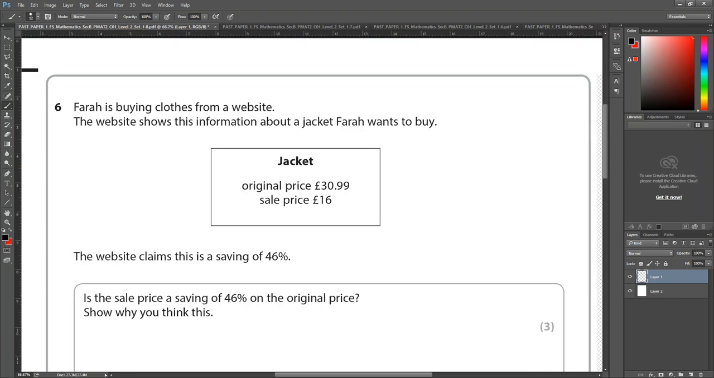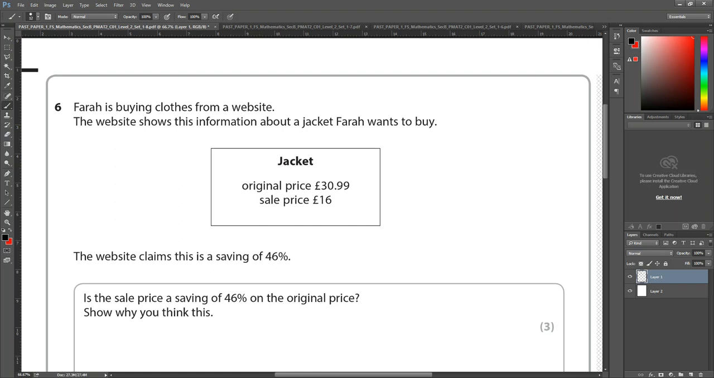Question 6. Farah is buying clothes from a website. The website shows this information about a jacket Farah wants to buy. So jacket original price was £30.99. Sale price is £16. The website claims this is a saving of 46%. Is the sale price a saving of 46% on the original price? Show why you think this.